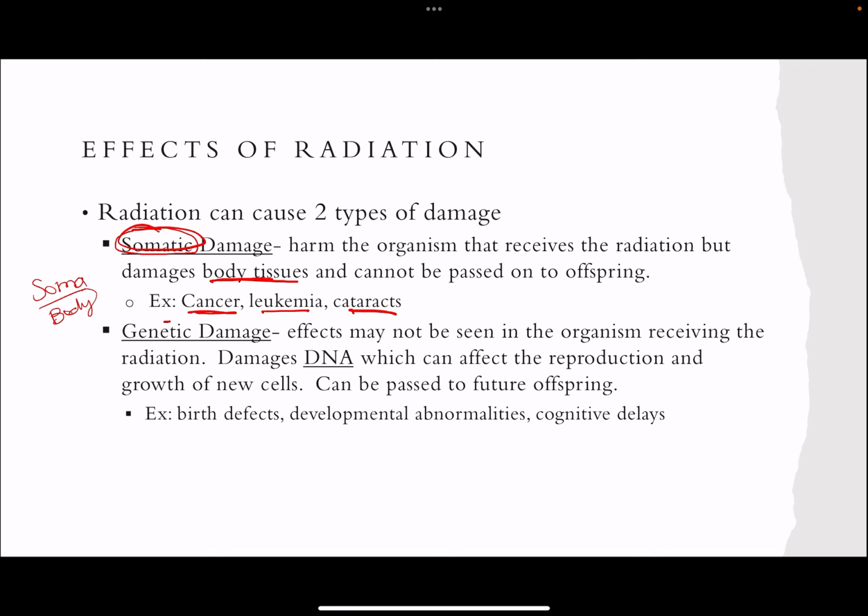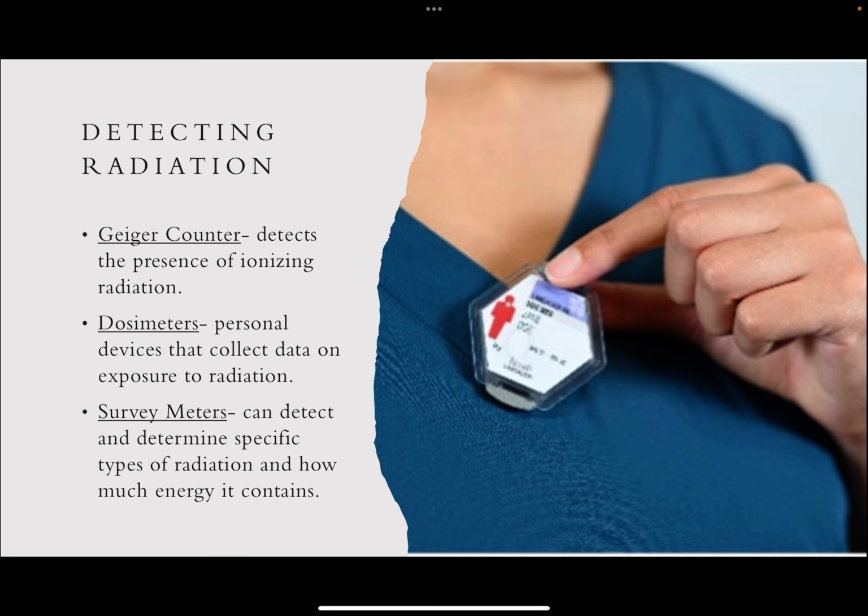Now, if it damages the sperm or the egg or the reproductive cells, then that is genetic damage that can be passed on to future offspring. And so it can lead to things like birth defects, developmental abnormalities, cognitive delay. The damage may not be seen in the organism that is receiving the radiation, but can be passed on to other organisms. So, for example, I'm going to jump on actually to the next slide.